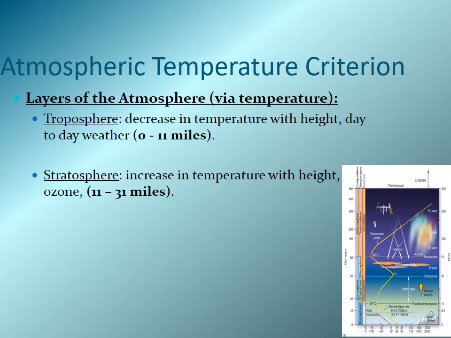Above this layer, we have the stratosphere. Now the stratosphere is different than the troposphere because temperatures increase with height. Why? Because of the ozone layer. So we'll get into why that occurs in a minute.